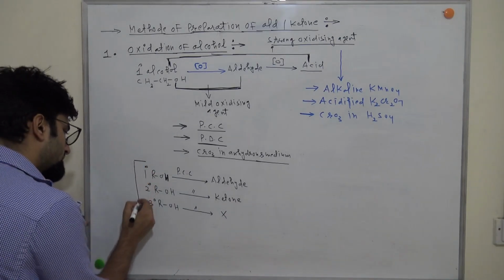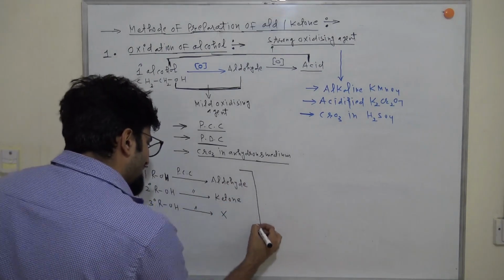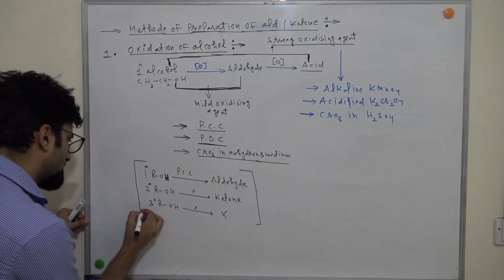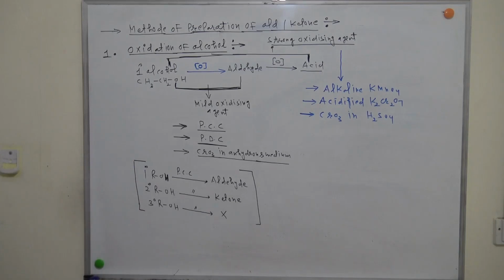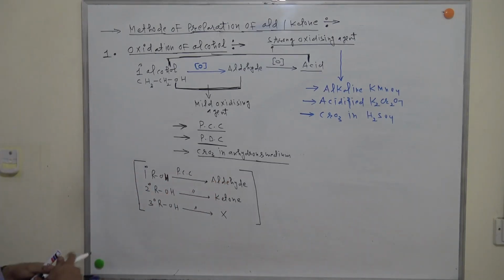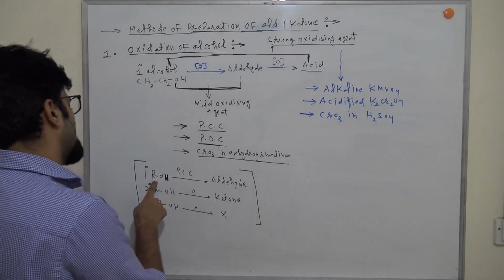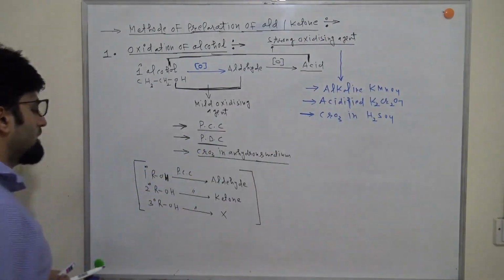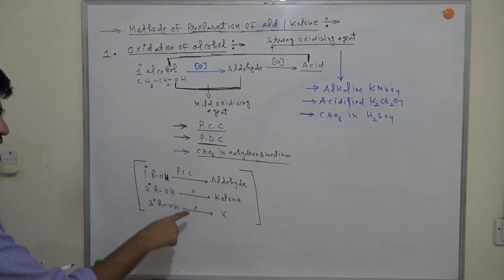So by doing this, we can convert alcohol to carbonyl compound. So 1 degree alcohol with a mild oxidizing agent gives you aldehyde. But suppose I use K2Cr2O7, then alcohol will directly convert to acid. And 2 degree gives ketone, right?